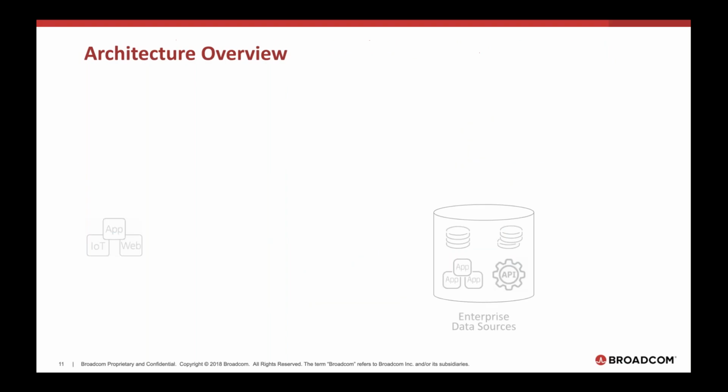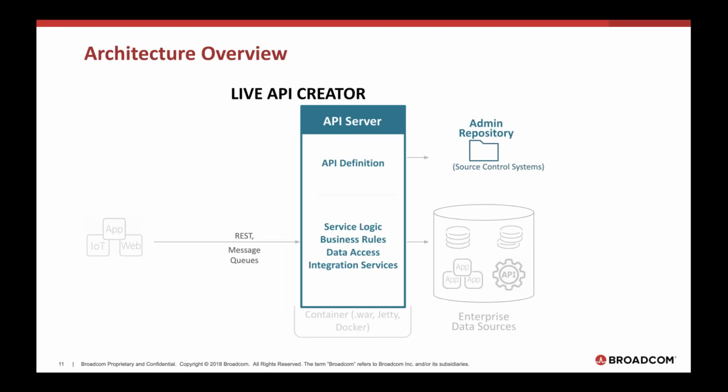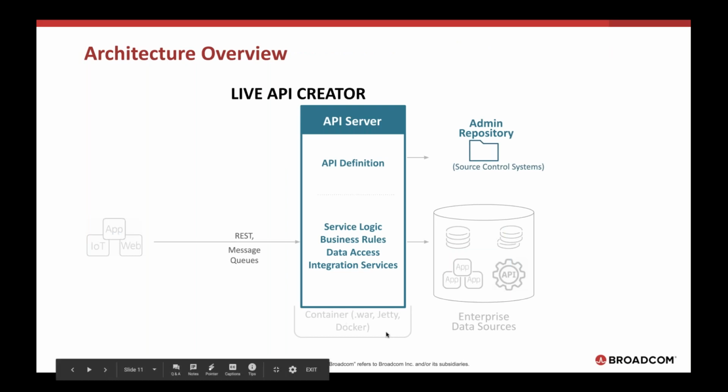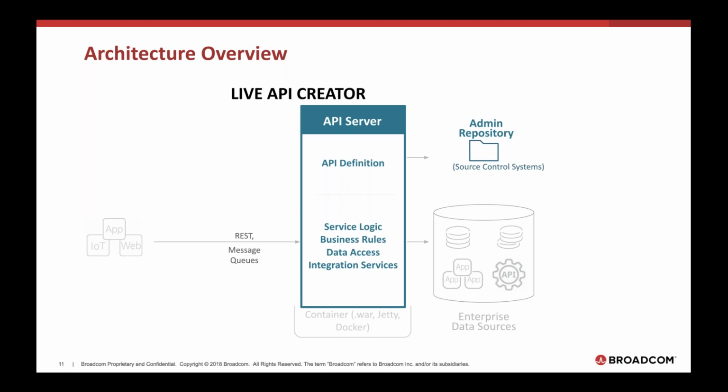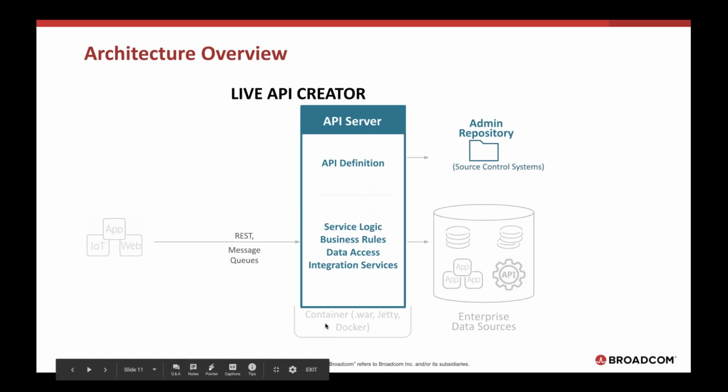Oops, I pressed the wrong button. So there's really three components of Live API Creator. There's the server. This will run in various containers. So developers will usually run a Jetty container for standalone on their desktop. It can be deployed as a WAR file, which means it can run on Tomcat or JBoss or any of the Azure or Amazon as a deployment WAR, or it can run in a Docker container.